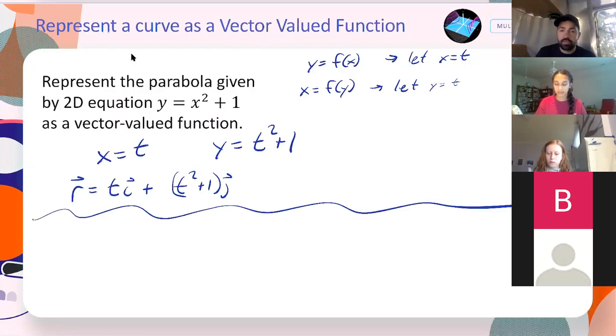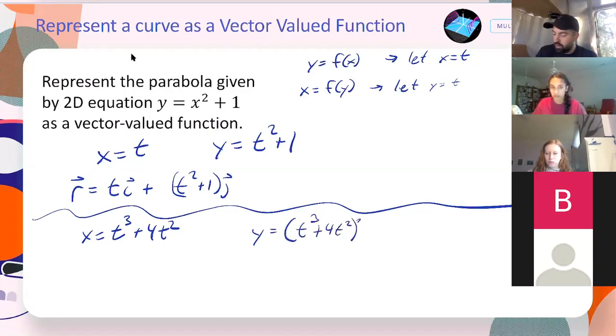Notice that's not the only option, right? We could get the same shape by saying x equals t cubed plus 4t squared, which means y equals t cubed plus 4t squared plus 1. That's going to graph the same. It'll look the same. Obviously, the t's won't be in the same place. If I plug t equals 1 into one and t equals 1 into the other, I'm not going to get the same point, but the same points will exist along the curve. So if I graphed each one, I could do that.